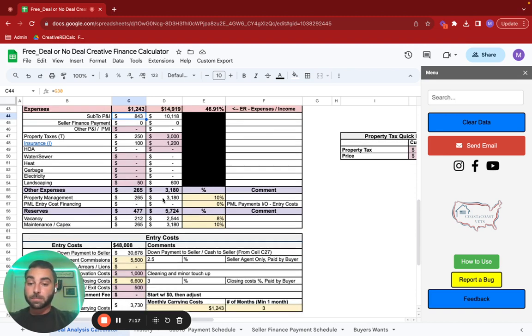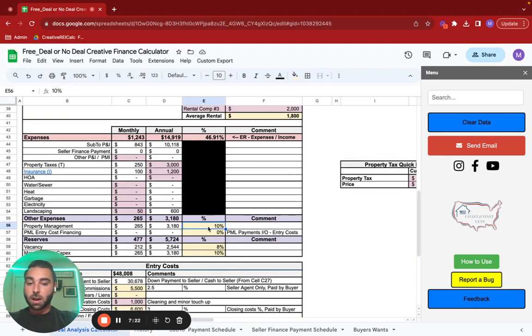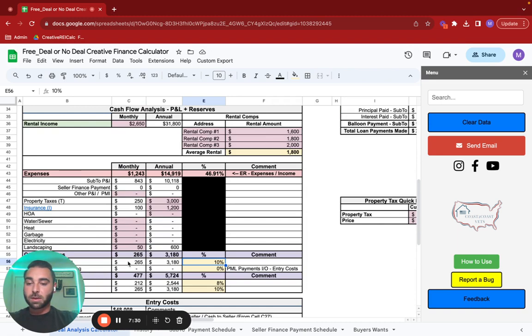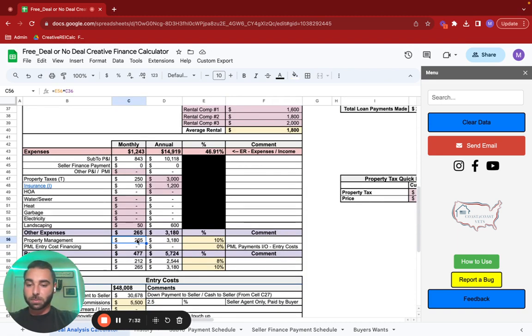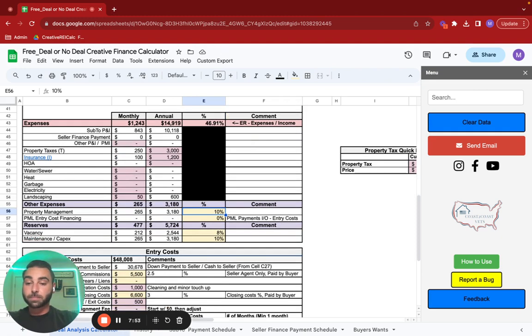So property management, this is a function of this percentage right here, which is 10%. That's the common going rate for property management companies. It's that value times this $2,650 a month of rental income that is calculated right here for the property management. You could change that to 8%. You could change that to 12%, whatever is the going rate for your area. That's the value you'll put there. Even if you're going to self-manage, you could put 0%, although I don't advise that because at some point you're not going to want to manage this property yourself. You want to make sure that you have the property management fee accounted for here.